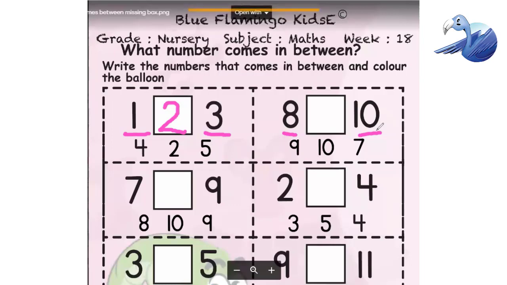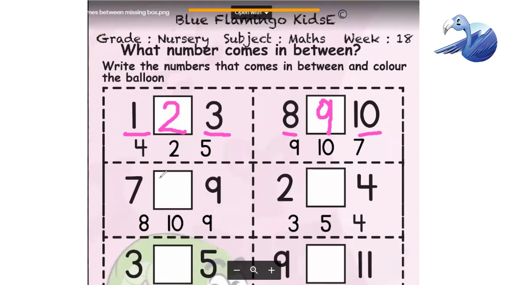In between 8 and 10, which number is here? 9. So we have to write 9 here. Okay. So like that. If you know numbers from 1 to 10, solve that much only. Leave the rest of the worksheet. Okay. So when we complete the numbers, at that time we will read.